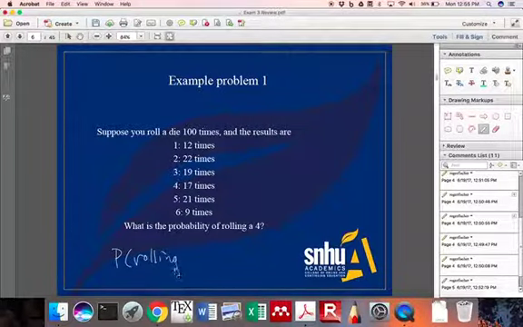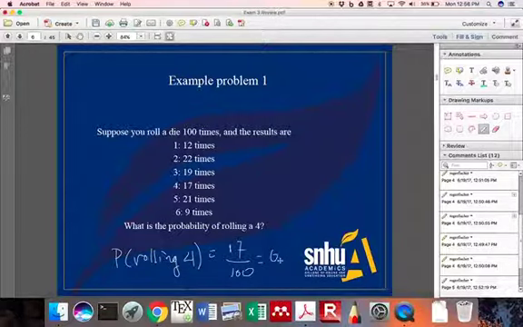Rolling a 4 is 17 out of 100. And if you want to write that in decimal notation, you get 0.17. That's it. And the reason we know that's correct is because there were 17 times a 4 came up, and there were 100 trials. So now ask yourself this, and stop the video before you proceed.